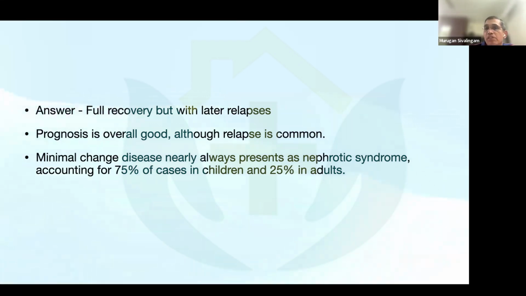It's almost always present in nephrotic syndrome, and it's the most common cause of nephrotic syndrome in children, and probably the second or the third most common cause of nephrotic syndrome in adults. In adults, the most common cause is membranous nephropathy.